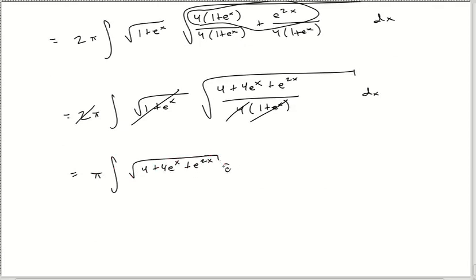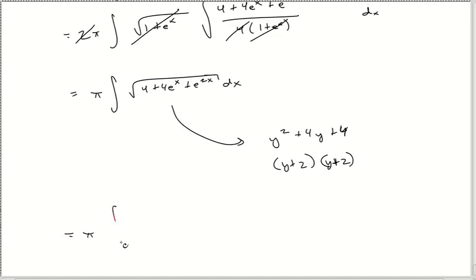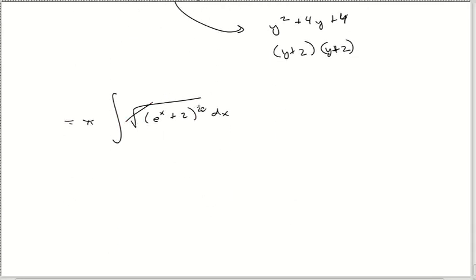to the 2x dx. And although it doesn't look much better, it honestly is far, far better than what you think. Let's just say that I had instead a y squared plus 4y plus 4. Could you factor that? Well, yeah, it's 2 and 2, isn't it? And so that was just like a demo of what's going on here. I actually have (e to the x plus 2) squared. And what happens is that the square and the square root cancel one another, leaving e to the x plus 2, and then dx.